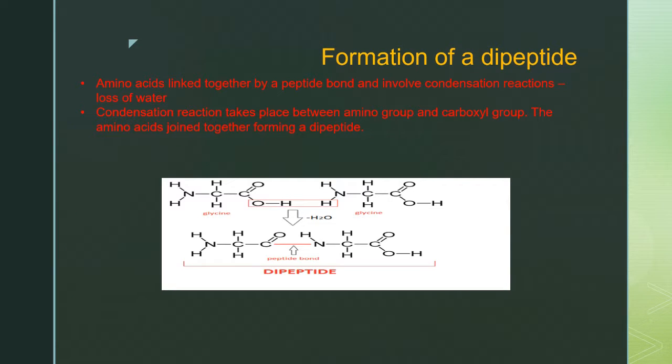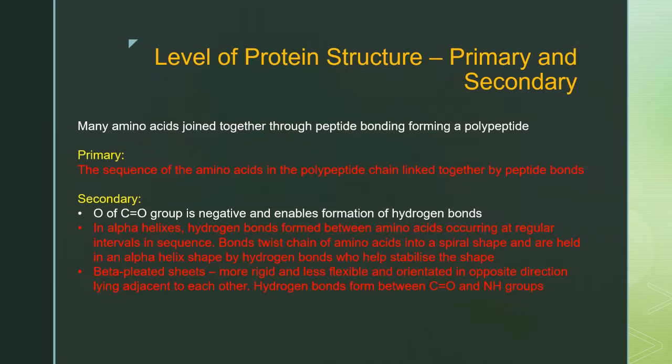We're now going to move on to a dipeptide. You can be asked a simple question about a dipeptide, and basically a dipeptide is when amino acids are linked together by a peptide bond. This involves condensation reactions, which is the loss of water. The condensation reaction will take place between the amino group and the carboxyl group. The amino acids will join together forming a dipeptide.